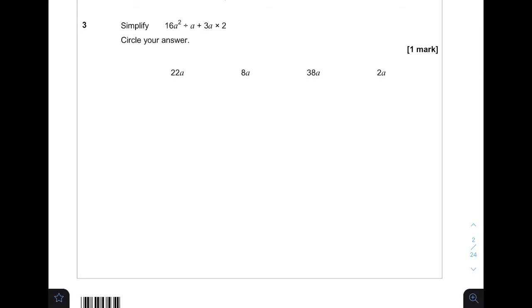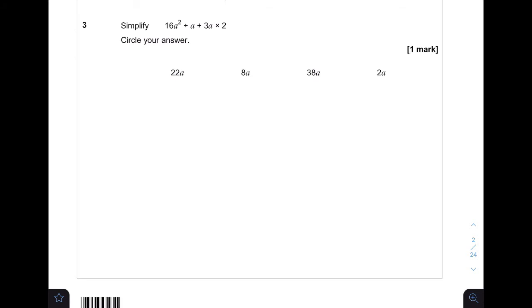Question 3. Simplify 16a squared divided by a plus 3a times 2. So we have a selection of answers here. So this is a case of using BODMAS, or some call it BIDMAS. So brackets, order, division, multiplication, addition, and subtraction. What that basically means is BODMAS tells you the order that these operations should be done. So you work out the brackets first, then other things such as squaring, then division or multiplication, groups of numbers before adding and subtracting them.